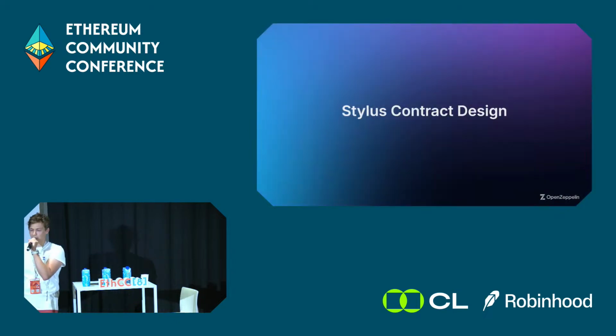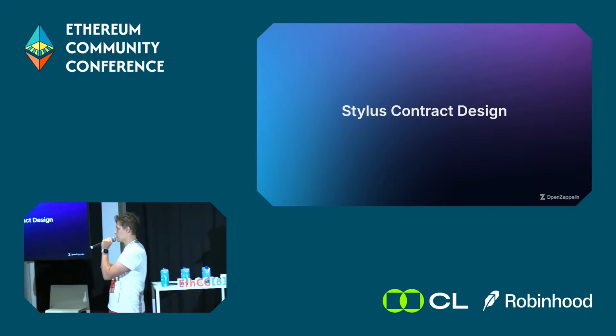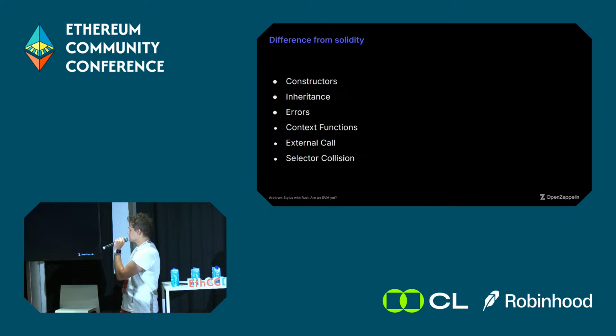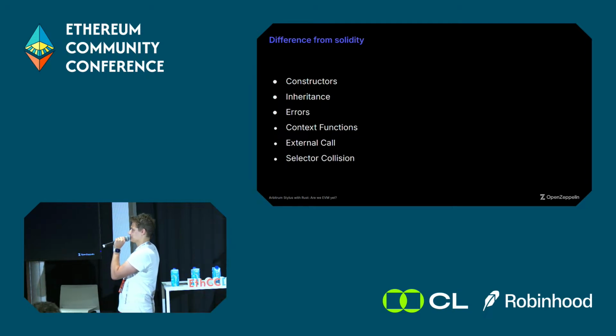Let's start with the major changes that happened in the ecosystem over the whole year of development. I'll touch here on the differences between Stylus and Solidity. As you see, the major difference is constructors. So it's very different to construct a contract on Stylus. Inheritance is different, because the main language for Stylus EVM is Rust, as it works quite well with WebAssembly.